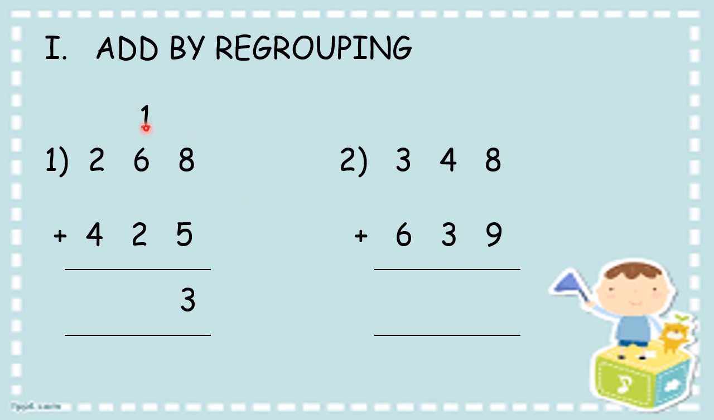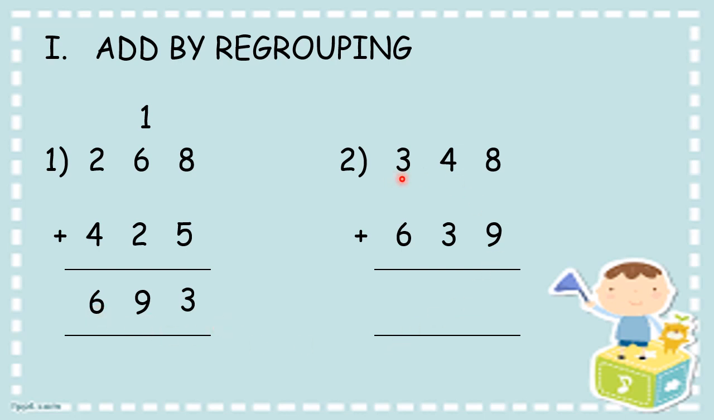That 1 ten is carried forward to tens place. So 1 plus 6 plus 2 is equal to 9. 9 we have to write in tens column. Then we have to add the values in hundreds column. It is 2 plus 4. 2 plus 4 is equal to 6. So the answer is 693.